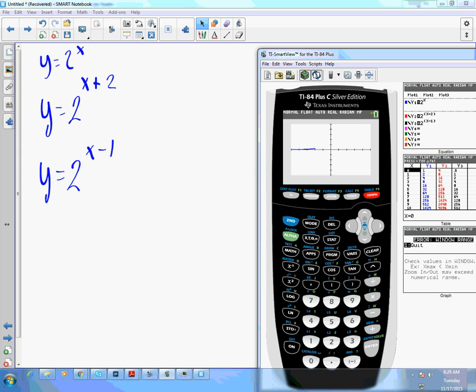Okay, so there's the first one, that's the parent function. Next is the one that's plus 2. It came out earlier, and here comes the minus 1. Did it come out later? I don't think the steepness has changed, because if you look further to the left, it's the same steepness, the same shape of curve. But what's happened this time?